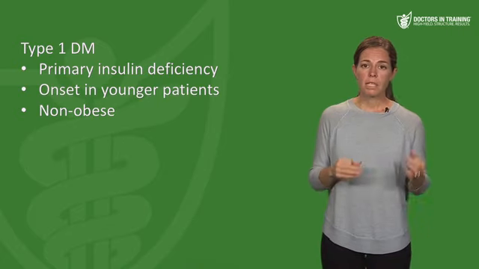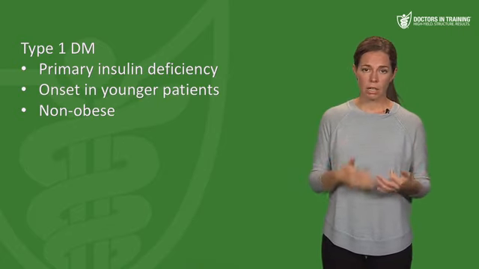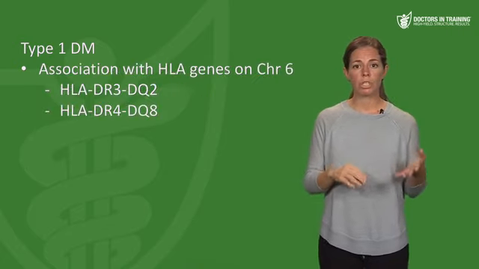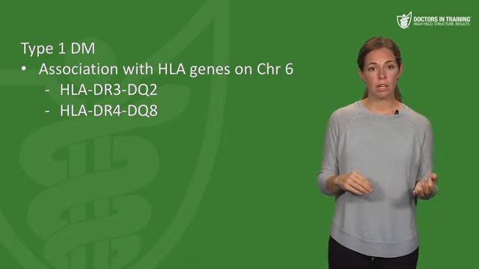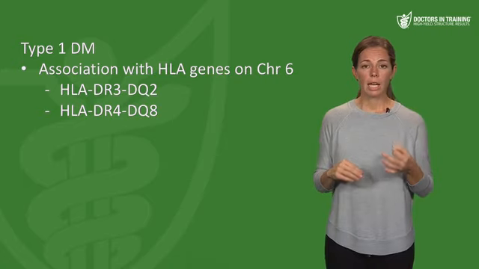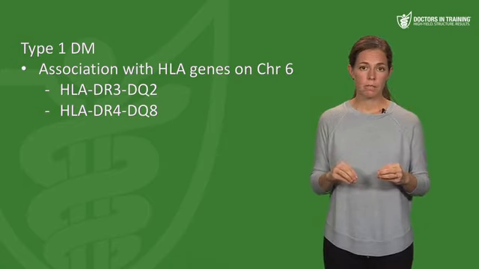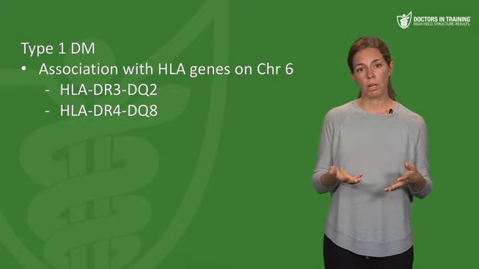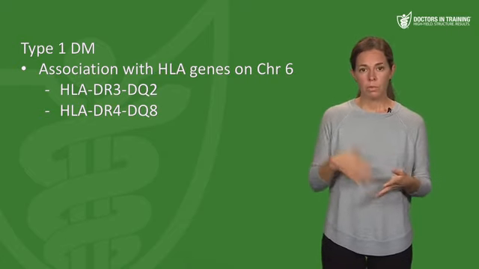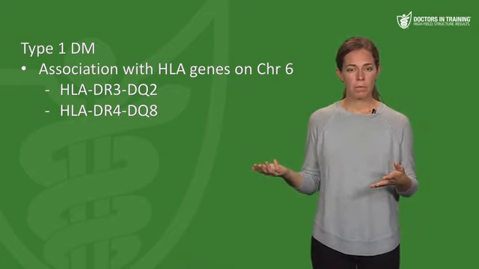And surprisingly, type 1 diabetes is not as hereditary as type 2, although it does have association with HLA genes on chromosome 6, specifically HLA-DR3-DQ2 and HLA-DR4-DQ8. So as I said before about type 1 diabetes, the acute complication we worry about is DKA. We're going to pick that up in the next video, so I'm going to move on.